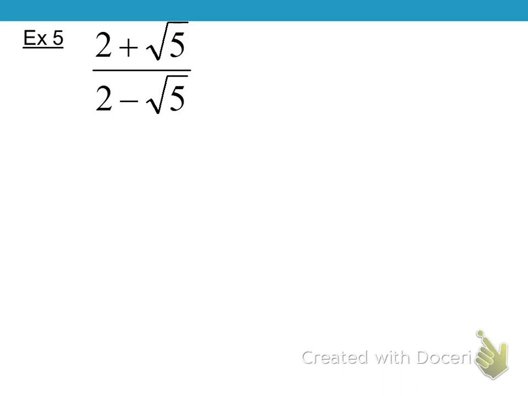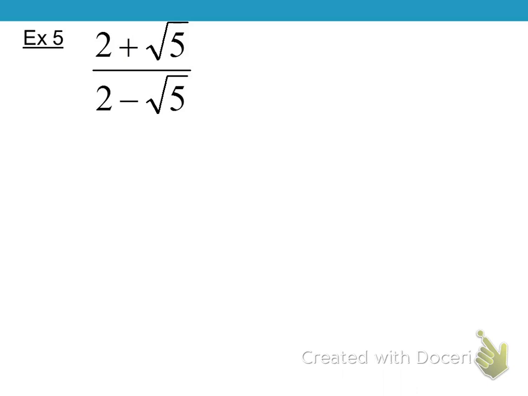Here is example 5. I want to say the 2's and the square root 5's cancel out, but I'm pretty sure that's wrong. Nope. Do we do the thing again? Yes, we have to do the thing again.